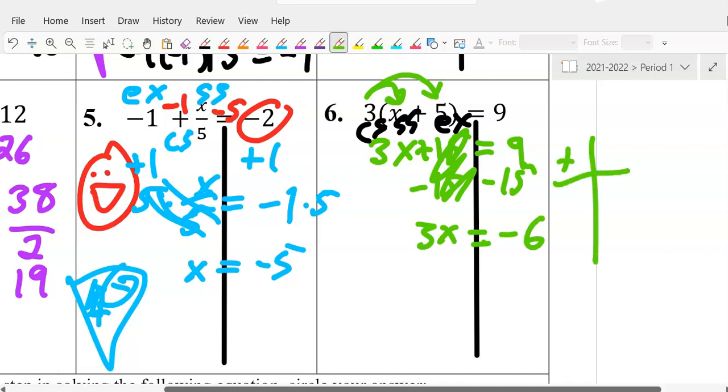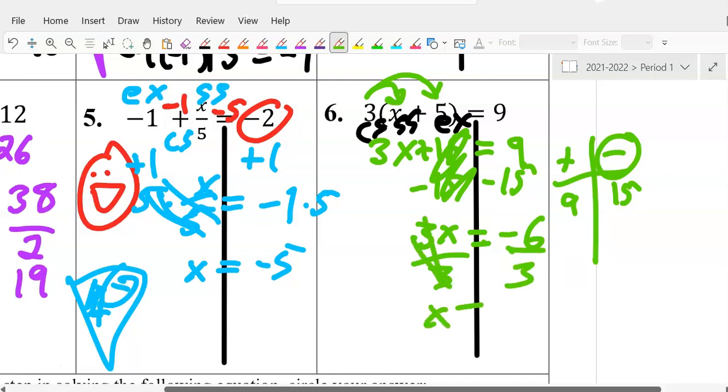All right, let me do a little one of these. So 15 bad guys and 9 good guys. That means bad guys win by 6. Okay? And then you have to divide by 3. Yes, 5 by 3. X is equal to, careful with your negatives, right? Negative 2.